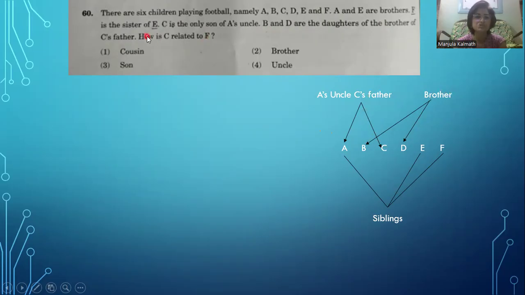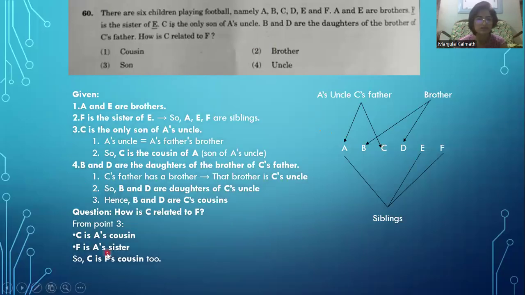So now the question is, how is C related to F? We have already noticed that A and C are cousins, and A, E, F are the siblings. So A and C are cousins, which means C will be the cousin for F also. So the answer will be cousin here.